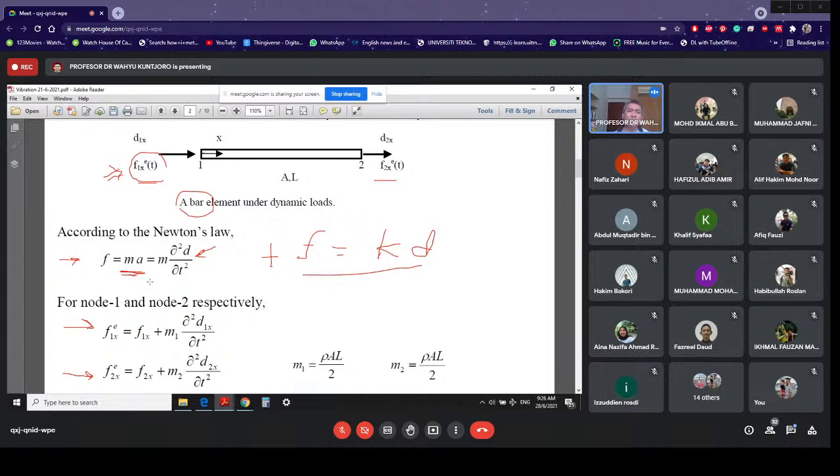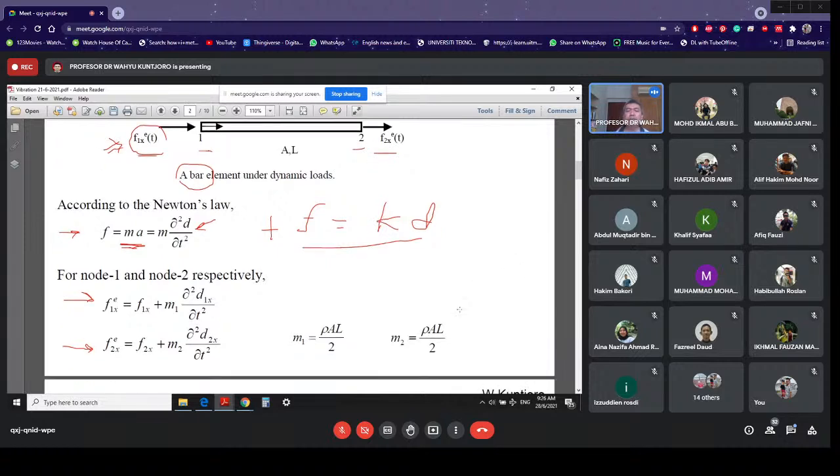According to Newton's law, you need mass. So the mass is going to be the mass of the bar only. Now, for node number one, we have half of the mass. For node number two, we have the other half of the mass. So M1 and M2. M1 is going to be half of the mass. Then this is the equation. And for the M2, L is of course rho, mass density, multiplied by AL, which is the volume. Okay, and then we divide it by 2, half for M1 and the other half for M2. So that's why now we have this equation. For node number 1 it is going to be this equation, and for node number 2 it is going to be that equation, with M1 and M2.